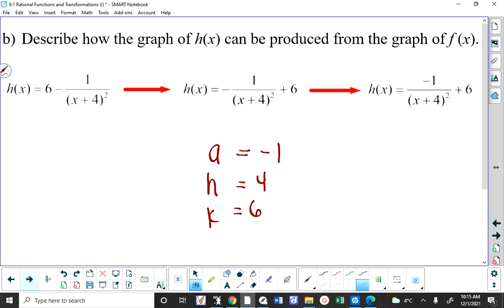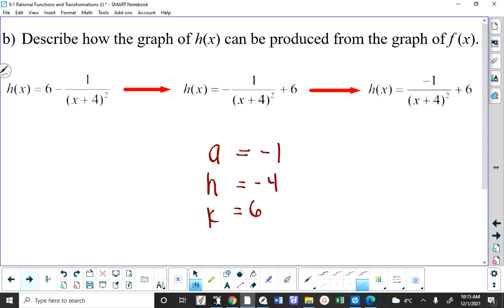Questions with that? Pardon me? Didn't I put negative 4? Oh, I didn't. Did I say negative 4? I guess not. It is definitely negative 4. Thank you, Mackay. It is definitely negative 4.